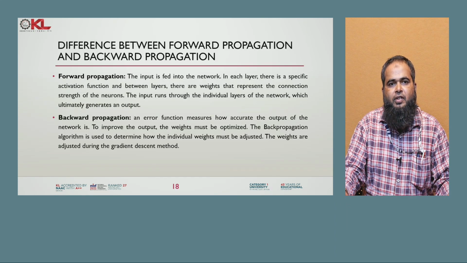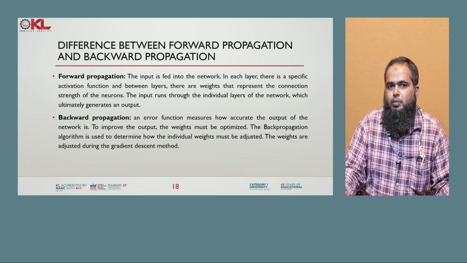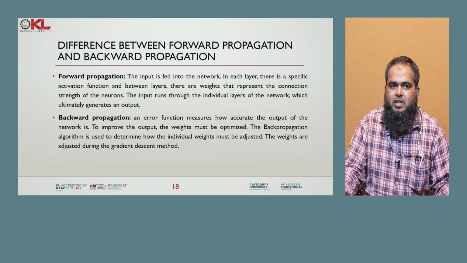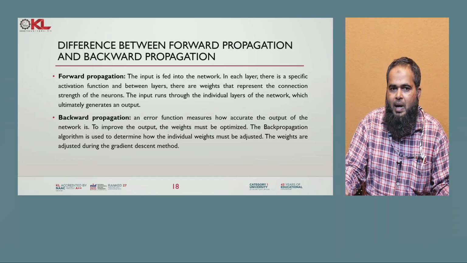There is a difference between forward propagation and backward propagation. What is forward propagation? In forward propagation, input is fed into the network, in each layer there is a specific activation function between the layers, and there are weights that represent the connection strength between the neurons. The input runs through the individual layers of the network, which ultimately generates an output. In the case of backward propagation, it is the reverse of this.